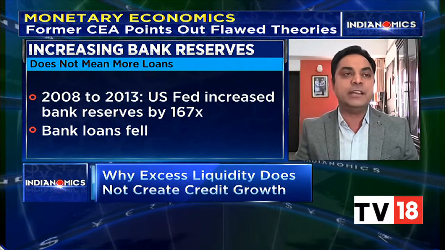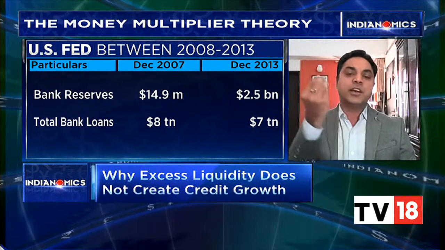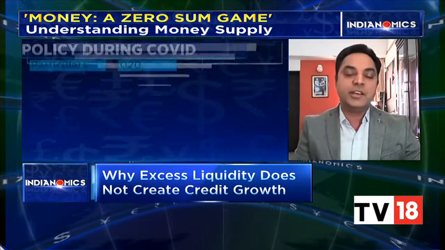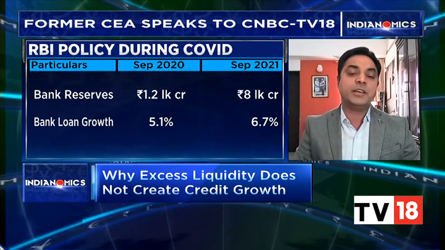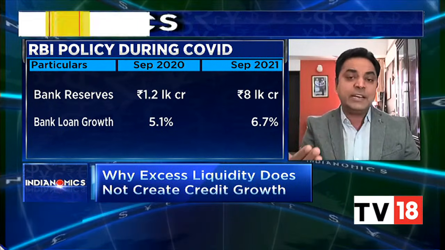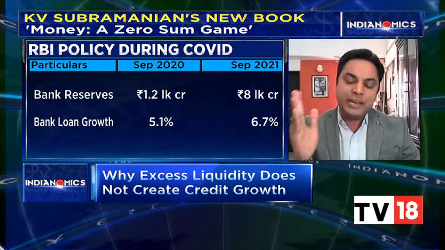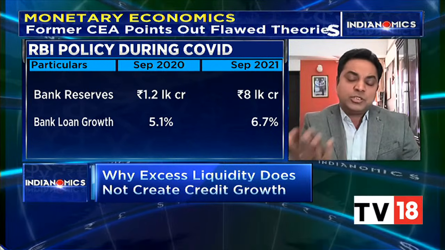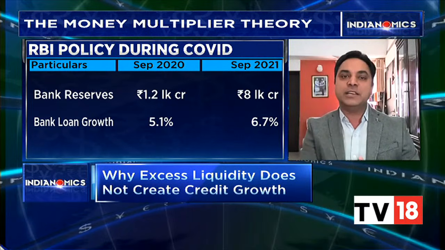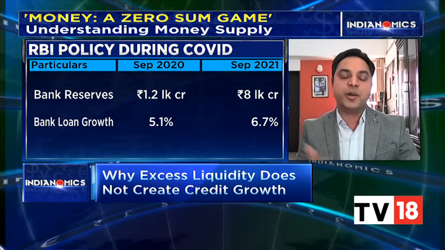Similarly, take India as well. You see India too, both during the global financial crisis and during the COVID crisis, the CRR was cut. That increased the reserves in the system. Firstly, reserves are not a constraint because there are huge excess reserves in the system. But an increase during the global financial crisis, for instance, from 1.2 lakh crores to about 8 lakh crores, almost a 7 times increase, had no impact on bank lending. It remained at about 5.11% earlier and 6.7% later.